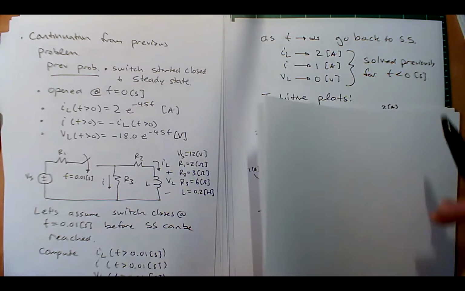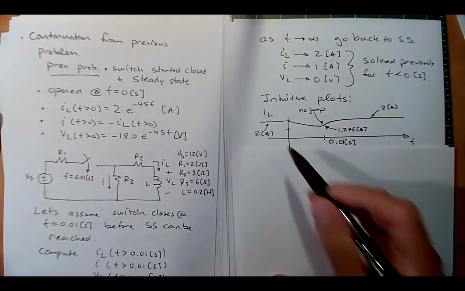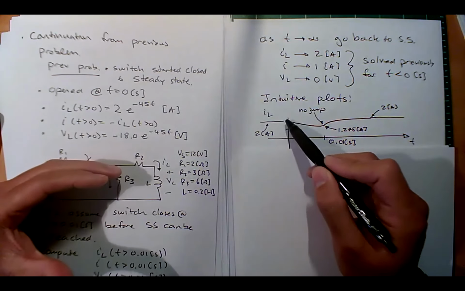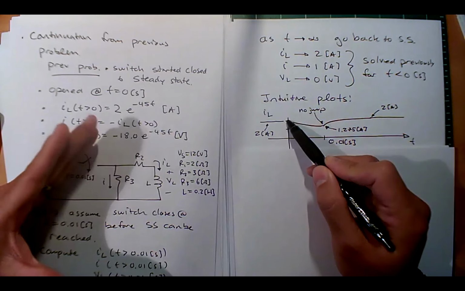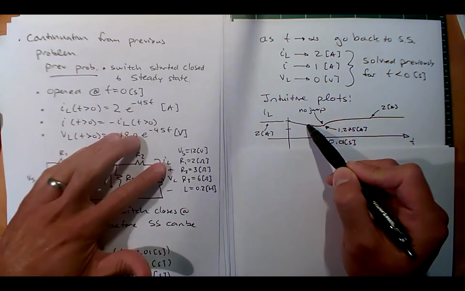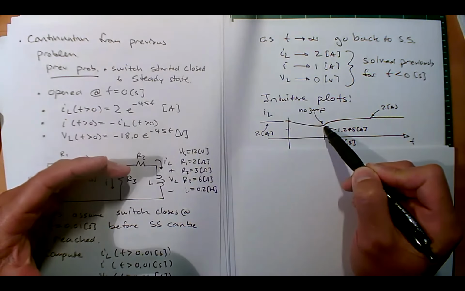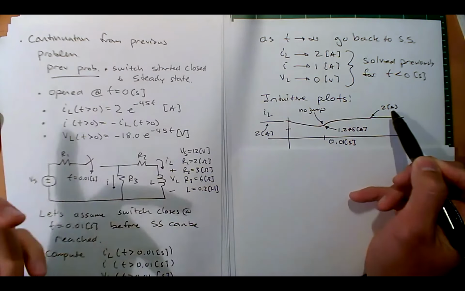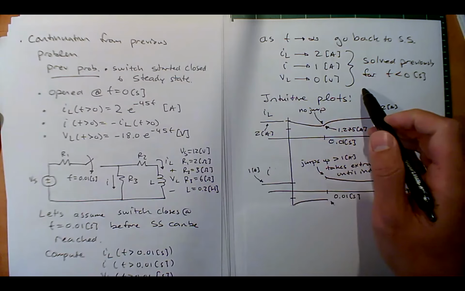That's nice. So we can make some intuitive plots. The current is going to start at 2 initially, since the switch is closed. I open it, and this current starts decaying off. Then I close it again, and this current comes back up to 2. That should make sense.